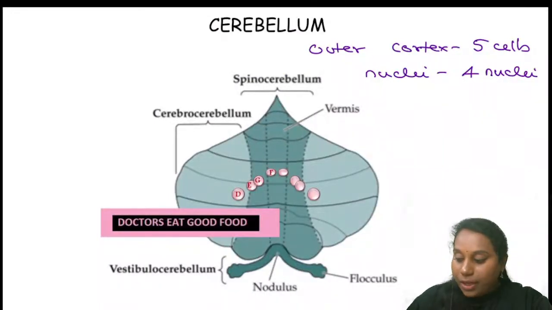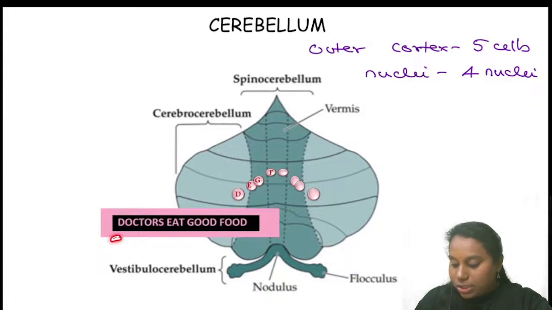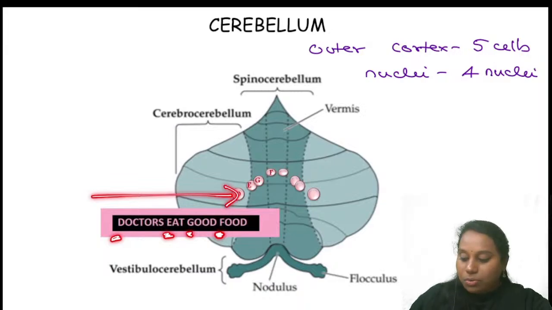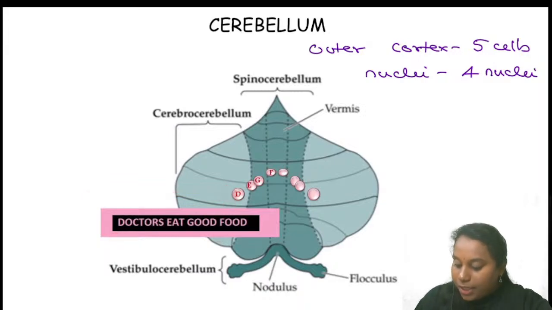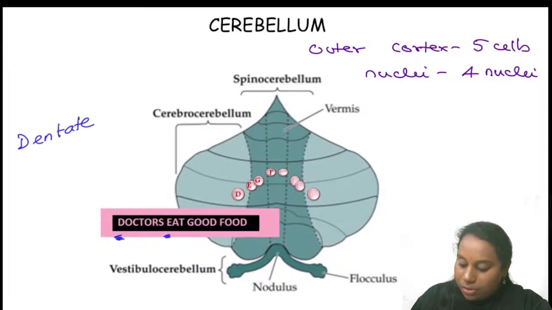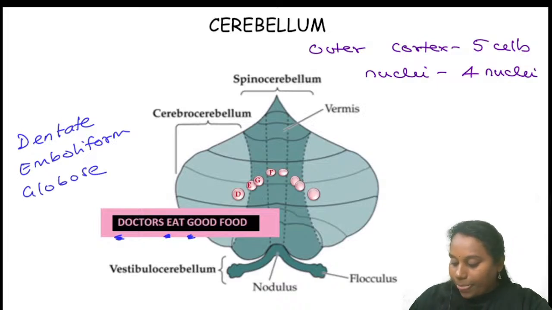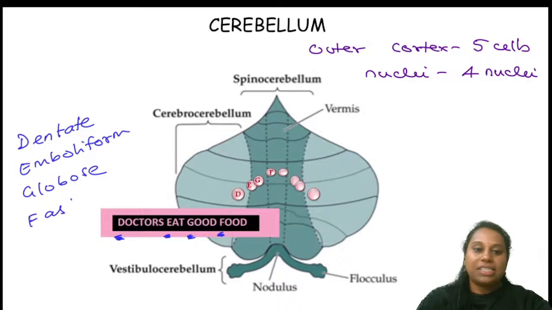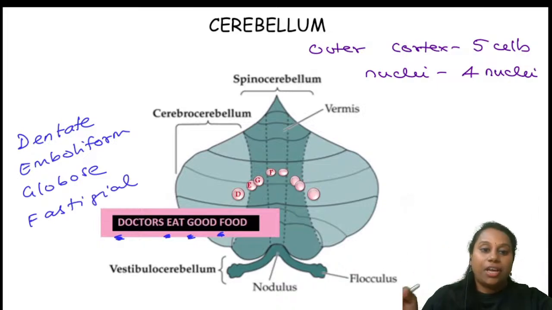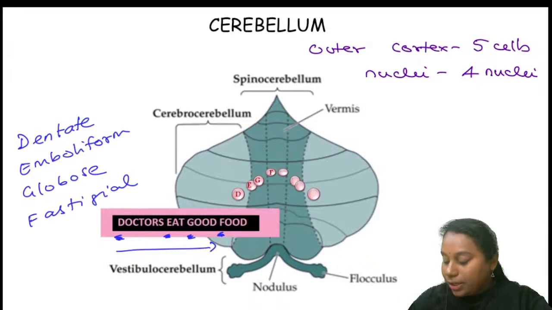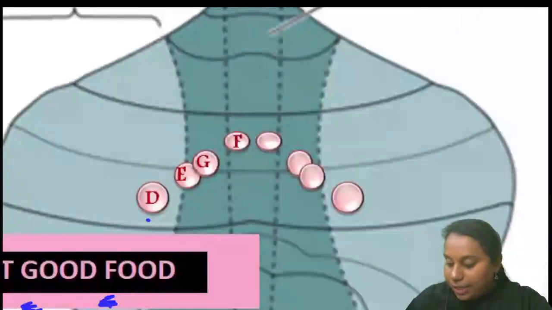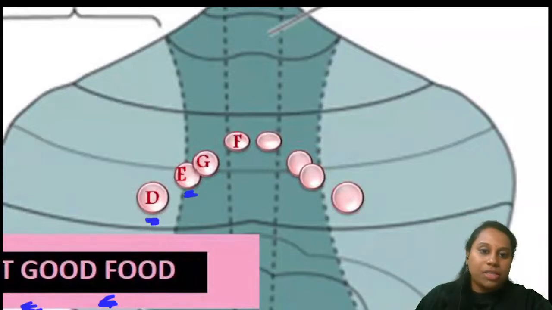Yes, what are the 4 deep nuclei? What is the mnemonic? Doctors eat good food, from outside to inside. D for dentate nucleus, E for emboliform nucleus, G for globose, and F for fastigial. D, E, G, F, from outer to inner. Outermost is dentate, then emboliform, then globose, innermost is fastigial.